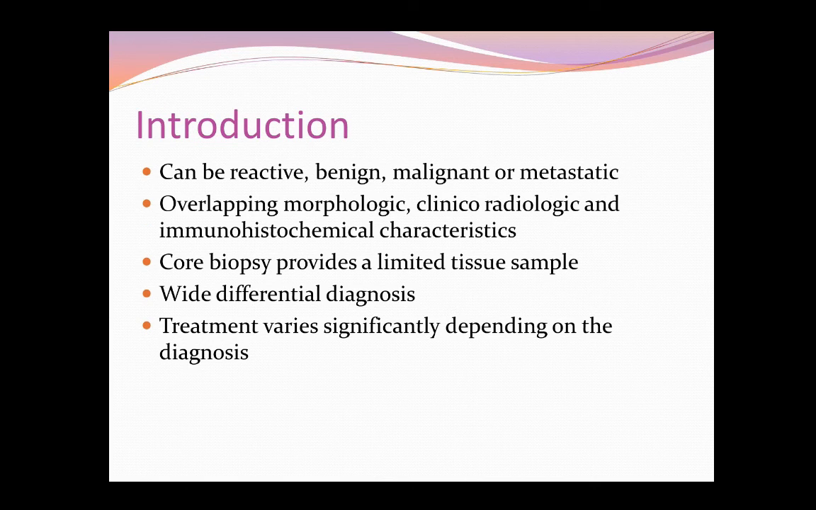So to begin with the introduction, the spindle cell lesions of the breast can be reactive, benign, malignant, or metastatic. They share overlapping morphologic, immunohistochemical, and clinico-radiologic characteristics, and further, these days every breast lesion is being diagnosed on core biopsy, which provides a limited tissue sample for pathologists. The differential diagnosis of spindle cell lesions is very wide, and the treatment varies significantly depending on the diagnosis. Further, each of the spindle cell lesions has a wide morphologic spectrum of its own.